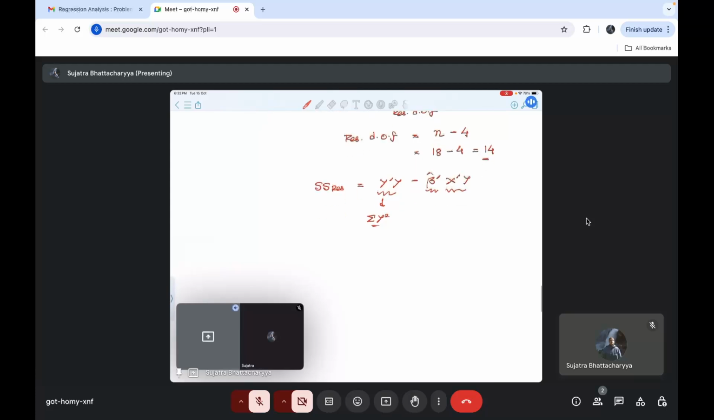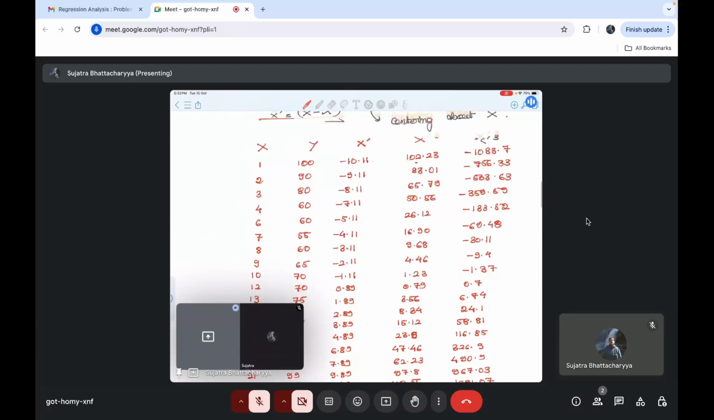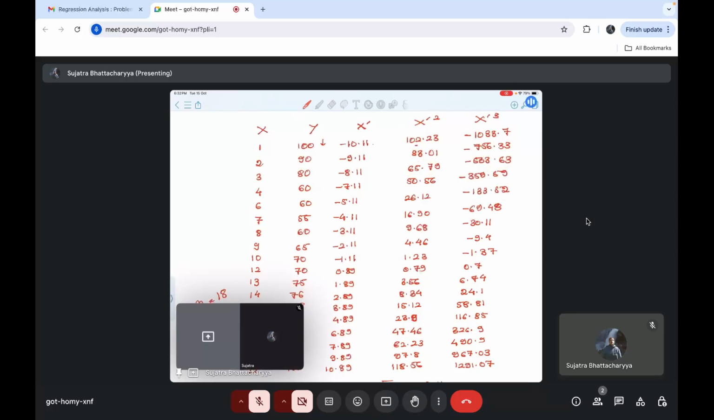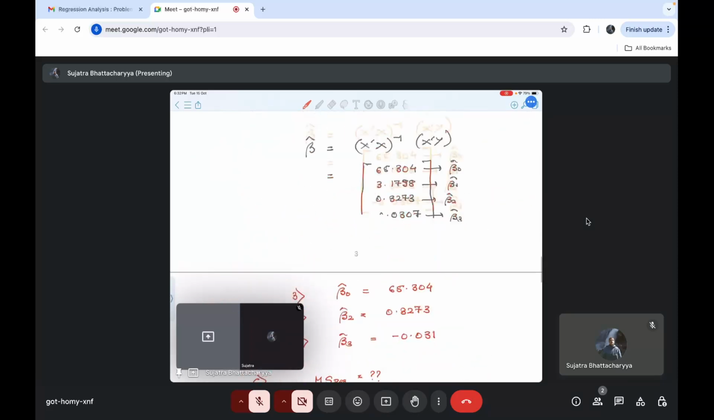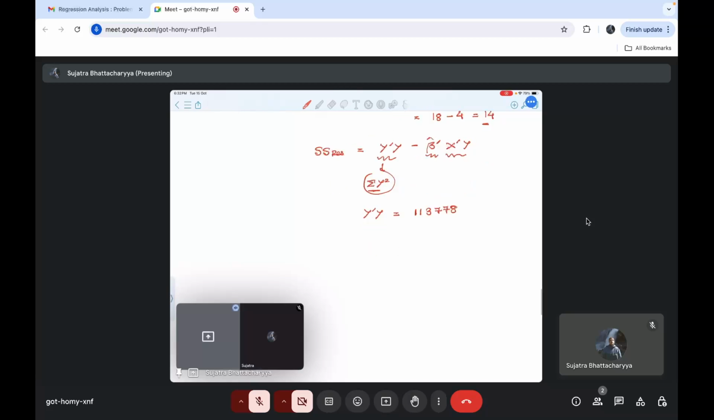So let me give this value. Why am I writing this? Because this is the matrix multiplication of the transpose and the actual matrix. That's why it will be summation of y square. This y prime y can be written as 113778. So you can square all these elements of the y column and add it. You will get this answer, 113778. Now beta hat prime x prime y.